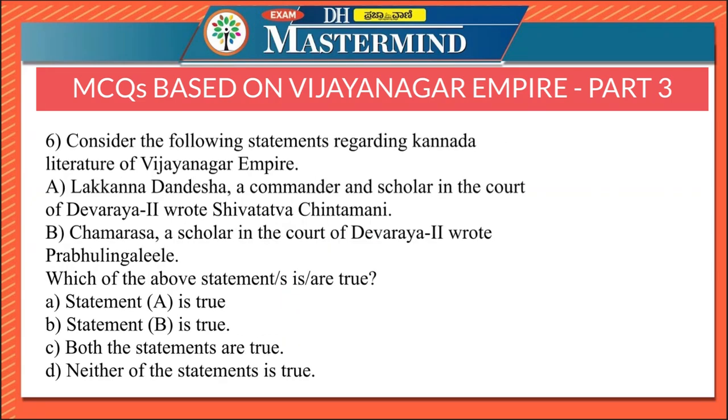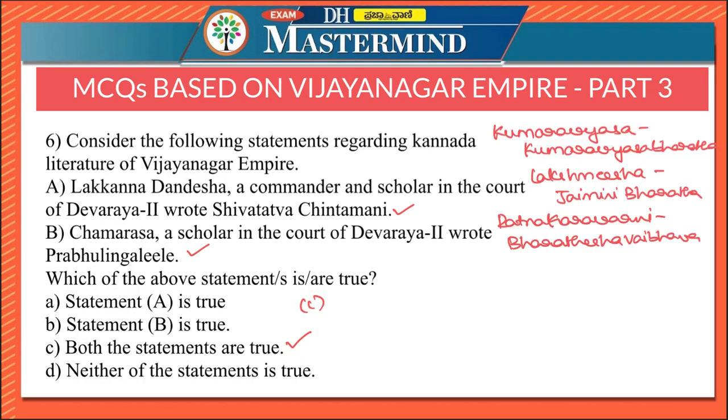Sixth question says, consider the following statements regarding Kannada literature of Vijayanagar Empire. Statement A says, Lakkana Dandesha was a commander and scholar in the court of Devaraya II and has written Shivatattva Chintamani. Statement B says, Chamarasa, a scholar in the court of Devaraya II, wrote Prabhulinga Leele. So both the statements are correct. Therefore, the right option is option C. You will have to remember the authors as well as their works. Some of the important authors and their works are Lakkana Dandesha wrote Shivatattva Chintamani, Chamarasa wrote Prabhulinga Leele.